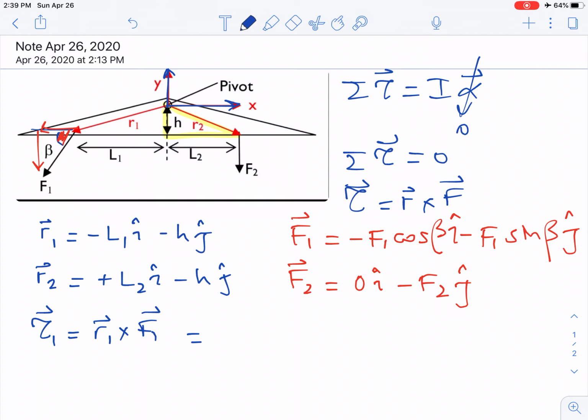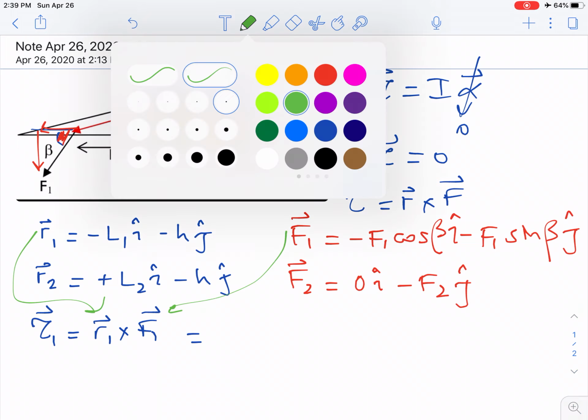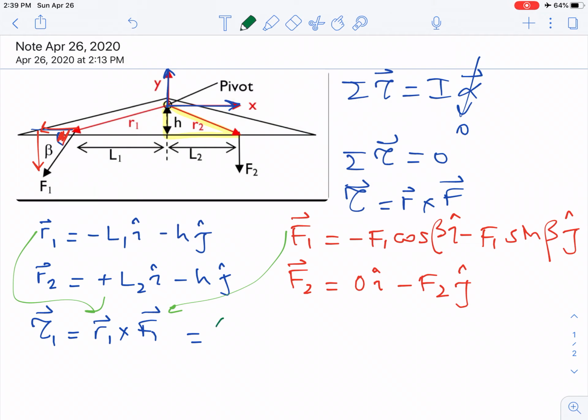So what we need to do is kind of focus on the first line. So we're going to get these two, right? So this goes in there and then this goes in there. Actually, let's do it this way. This is R1, this is F1. Let's put them in there and then let's see what we are getting. Let's draw with the green. So negative L1 i hat minus H j hat. You gotta multiply them with a cross product, and negative F1 cosine beta i hat, negative F1 sine beta j hat.